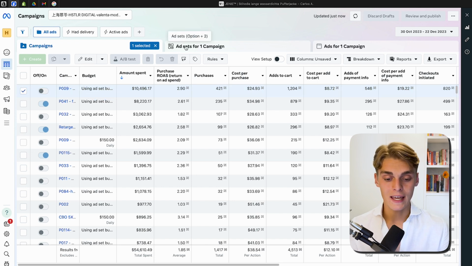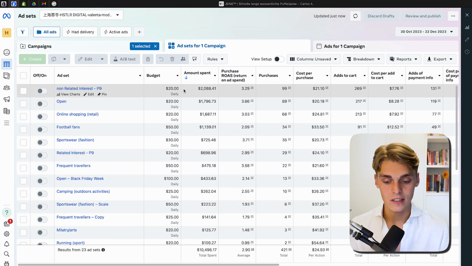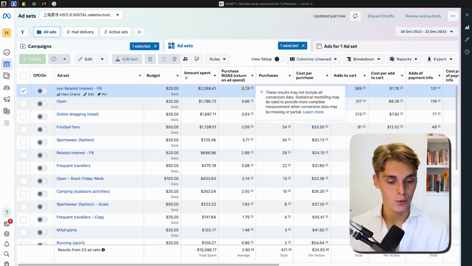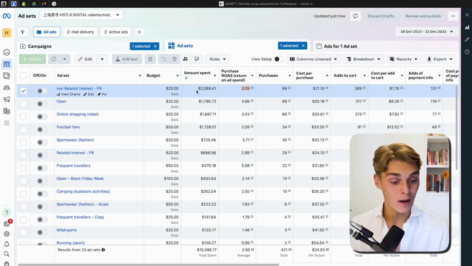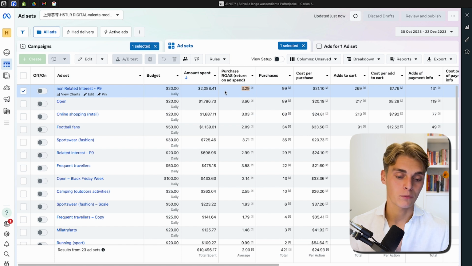So as we go to the ad sets and we click here as well on the amount spent, you see that the non-related interest, right, is actually giving us the best results with the 3 ROAS based on 2,000 spent. So that gives me, let's say, 3 times 2, like 6,000 and 6,500 euros in return on 2,000 spent, which is really profitable, right?